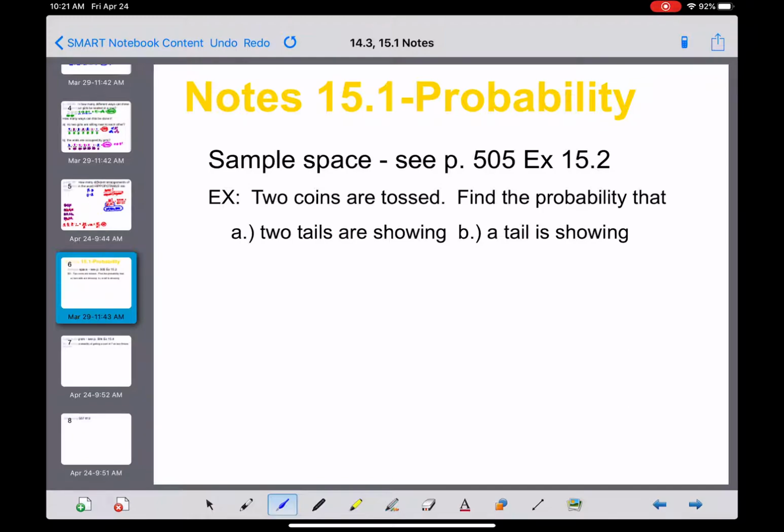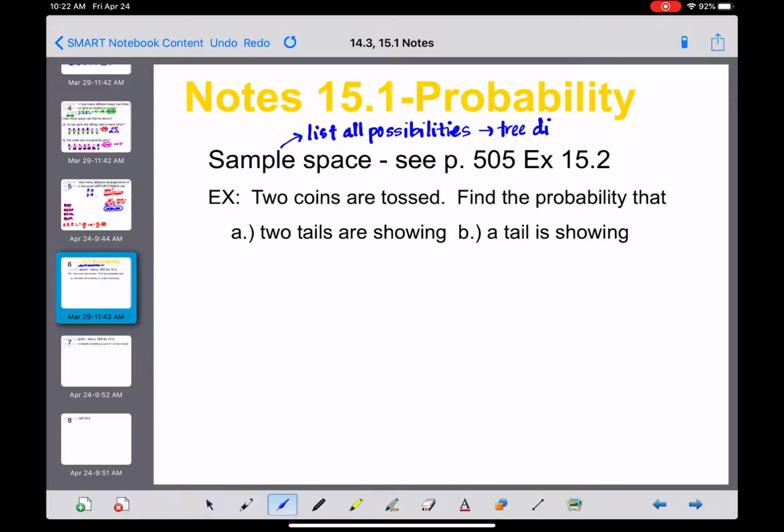So again, you'll have this page to reference if you want to, but I've really included the example down below, but there's just some things I want to highlight. The first thing I want to highlight is what's a sample space. If it's asking you for a sample space in the homework, a sample space means to list all the possibilities. Now, an easy way to list all the possibilities is by showing a tree diagram.